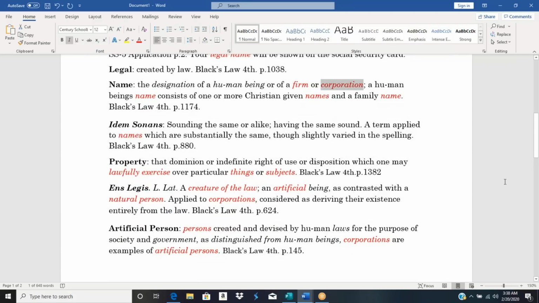And this is how they get you when they mail those directories to the non-custodial parent. They have you basically under idem sonans, sounding the same or having the same sound, a term applied to names which are substantially the same, though slightly varied in the spelling. Now, when you voluntarily attend a 4D administrative hearing, and they say John Doe, you're going to say, yeah, I'm here. They hit you with an idem sonans summons. They're not calling your name. They're calling the name.